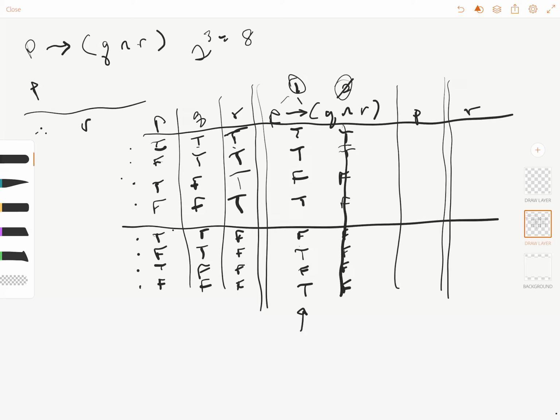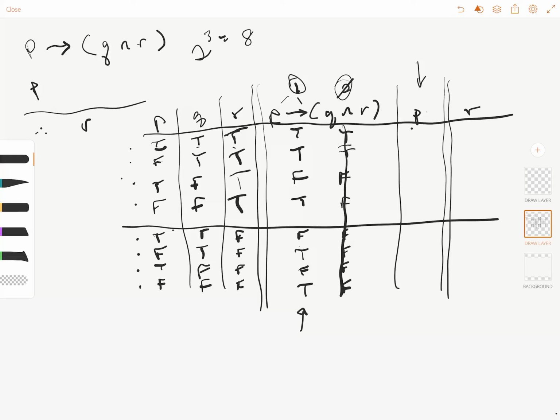So that gives us the output now for the overall expression right here. And that's the output that we're going to use to interpret the truth table.